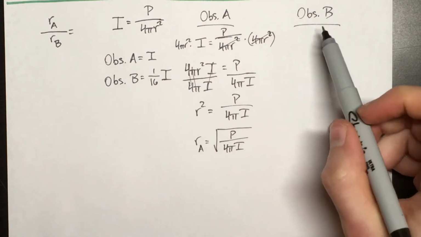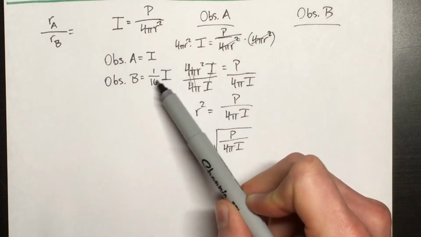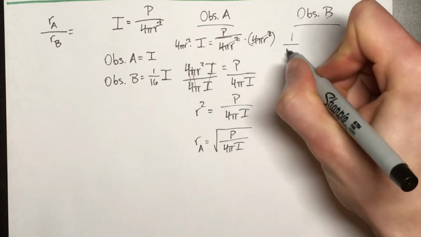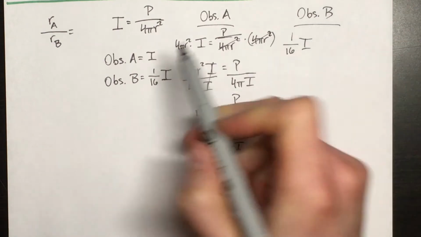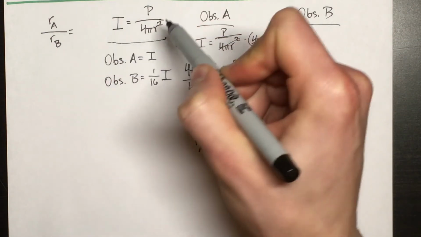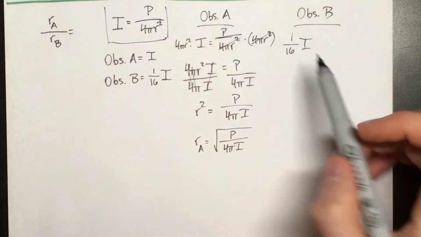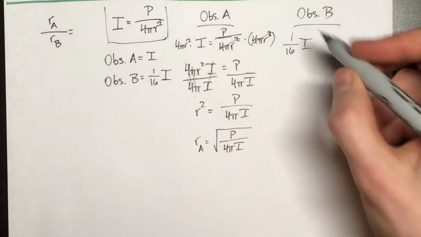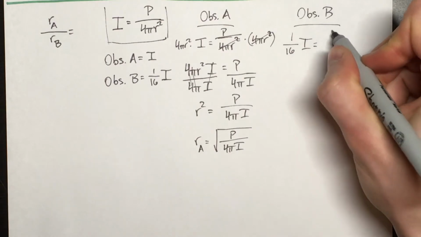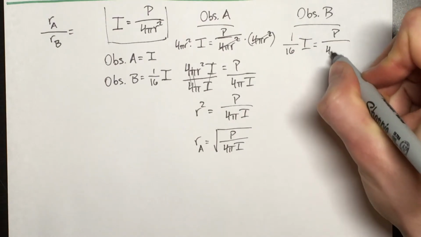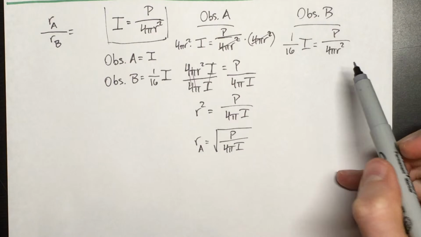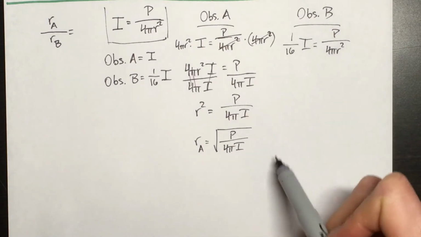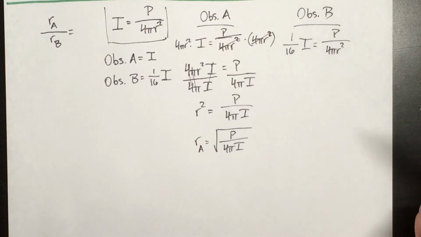For observer B, the intensity is equal to 1/16 I. So we can set 1/16 I equal to P over 4 pi r squared. Again, I'm just using this formula right here. We were told that the intensity is 1/16, so I'm saying 1/16 I, because I was the intensity we chose for observer A. We're going to do the same thing to find r_B, and then we're just going to put one over the other and solve.